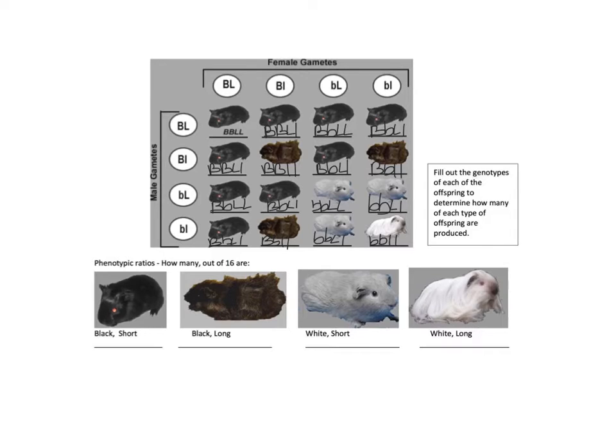All right, so to be a black-haired guinea pig, you could be homozygous dominant or heterozygous. And to be short-haired, you could be homozygous dominant or heterozygous. So I'm going to look through my guinea pigs, and I need to have at least one big B and one big L in the offspring. So let's count how many I have of those in the Punnett square. All right, so I have at least one big B and one big L here. At least one big B and one big L here, as well as here.